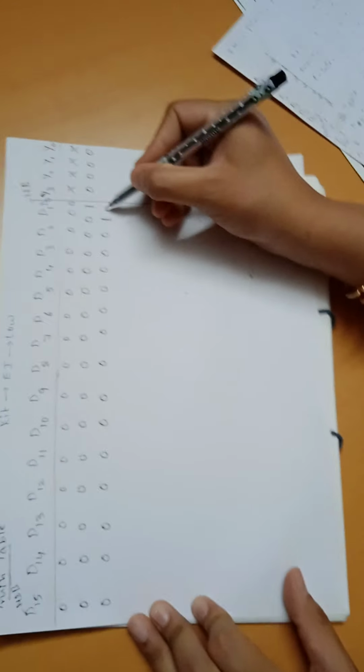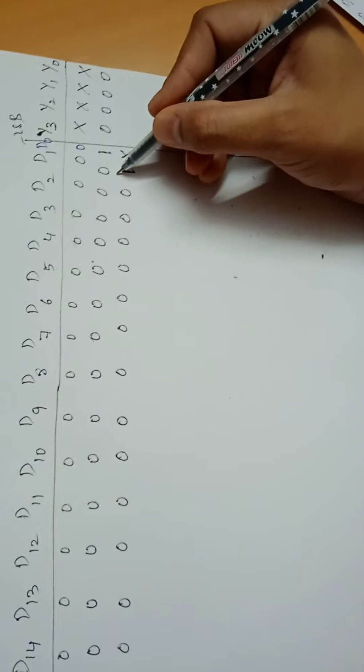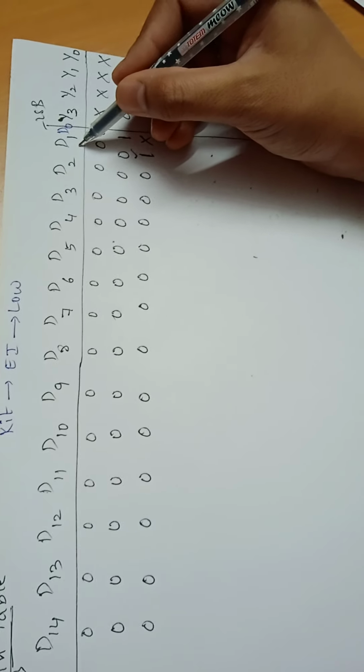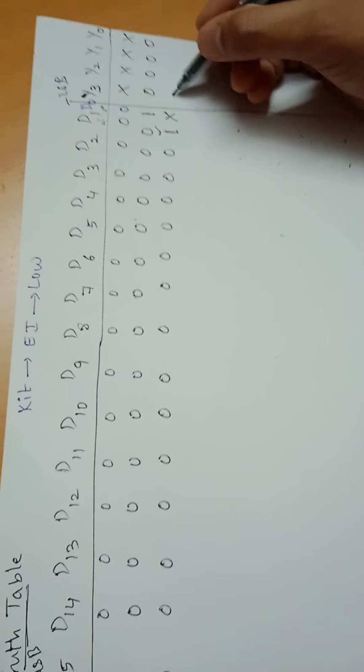If you put here as 1, and this can be a don't care, either 0 or 1, priority will be given to highest order 2 power n, because here 2 power n will be 2 power 1, this is 2 power 0. So this will be given priority. So output will be 0, 0, 0, 1.